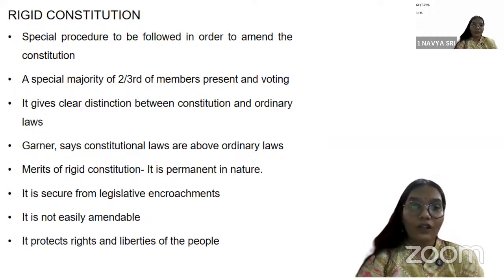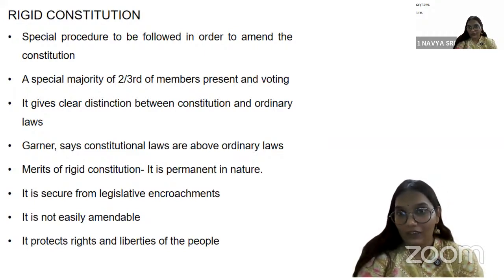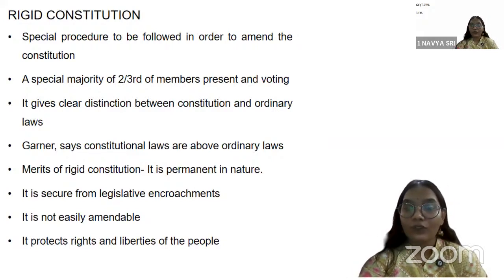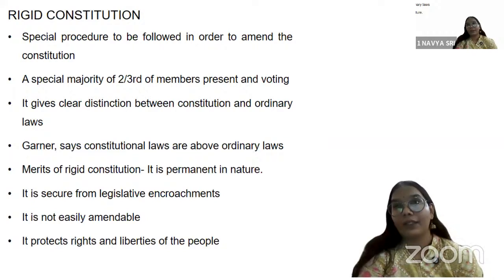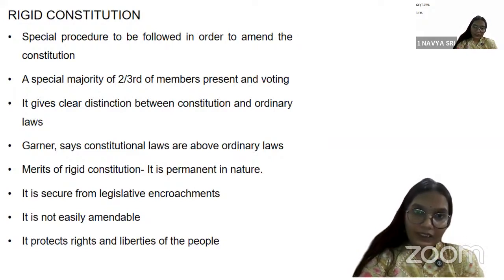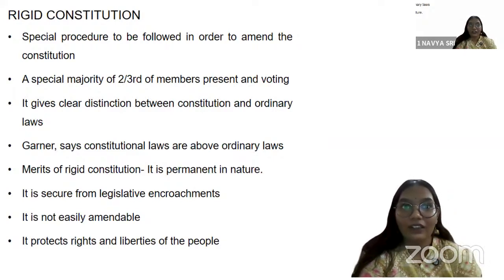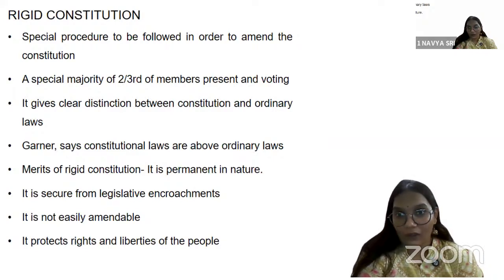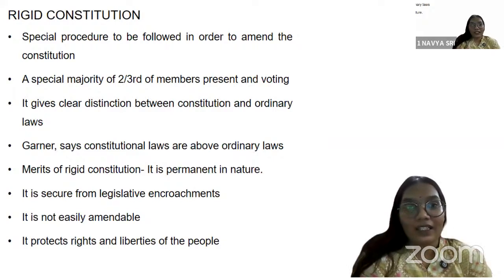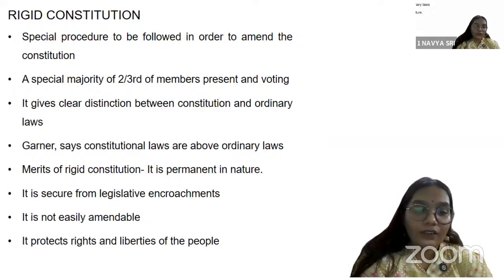And the merits of the rigid constitution: it's definitely permanent in nature. If it has to be amended, then it has to follow a certain set of rules. It cannot be easily amended with two or three persons coming and giving a decree. And also, it's definitely safe from legislative orders, legislative documents. So the legislature cannot simply tomorrow amend the constitution. They have to follow a certain set of procedures. Only then can it be considered an amendment to the constitution. And it is not easily amendable.